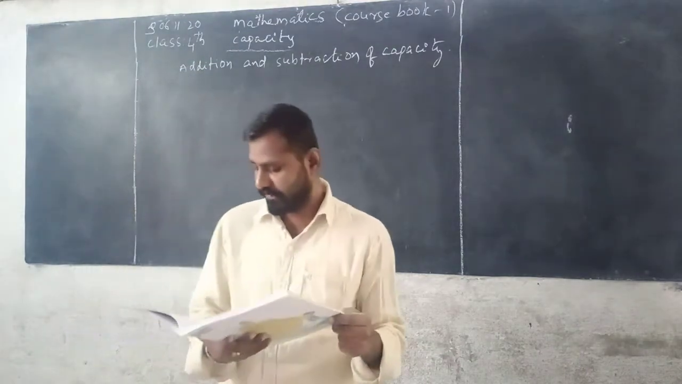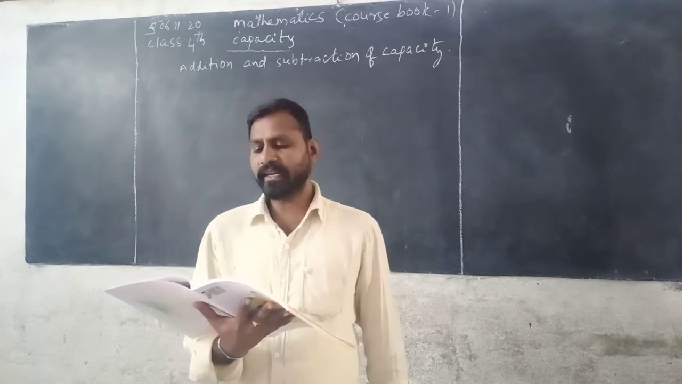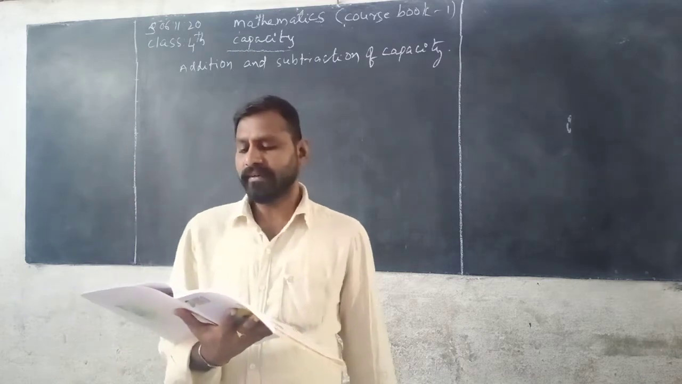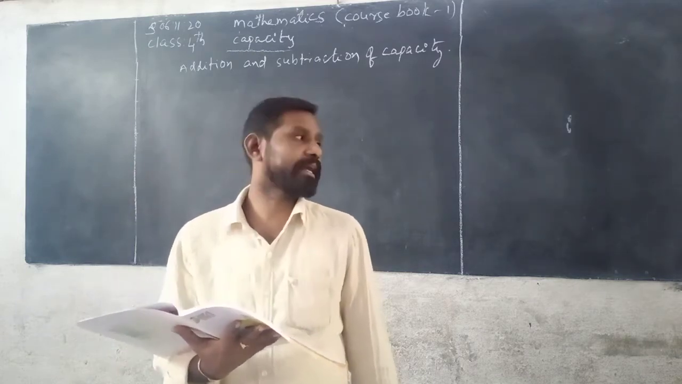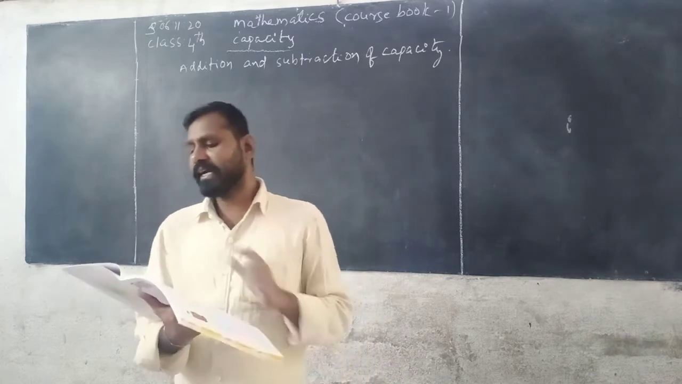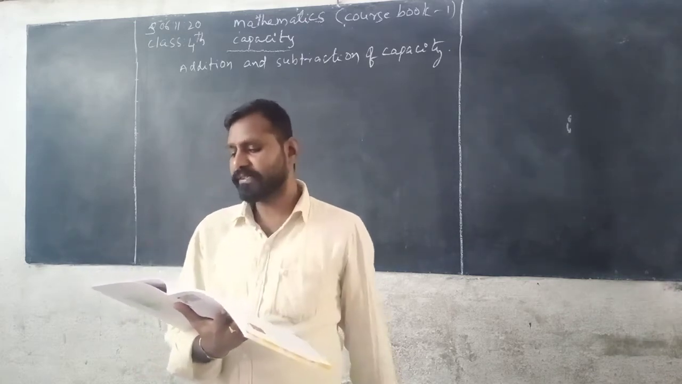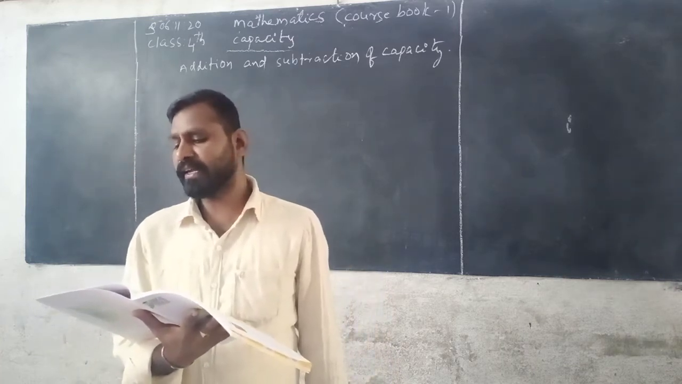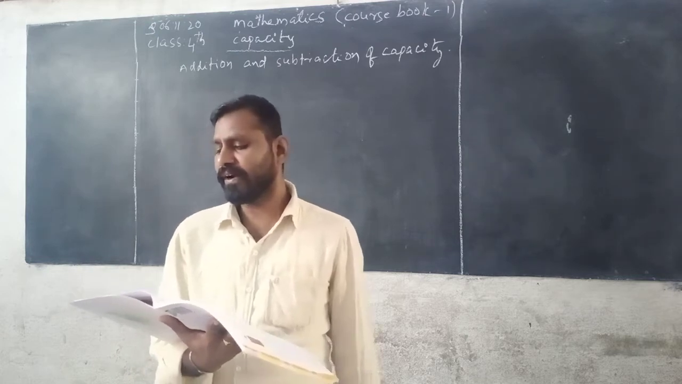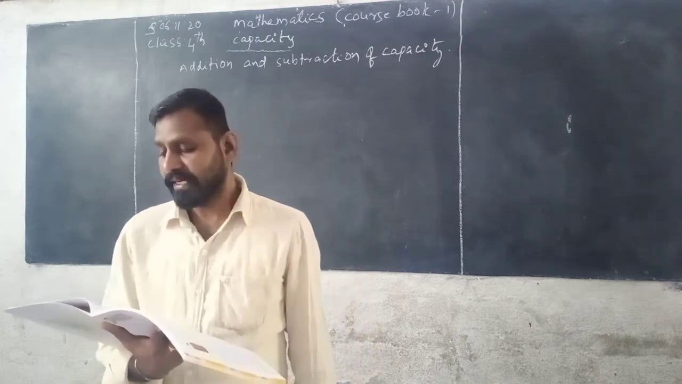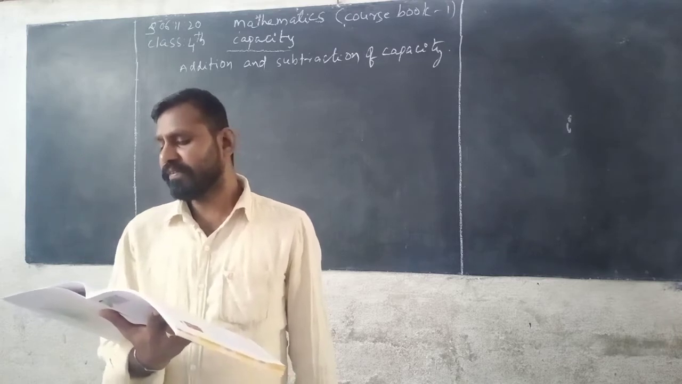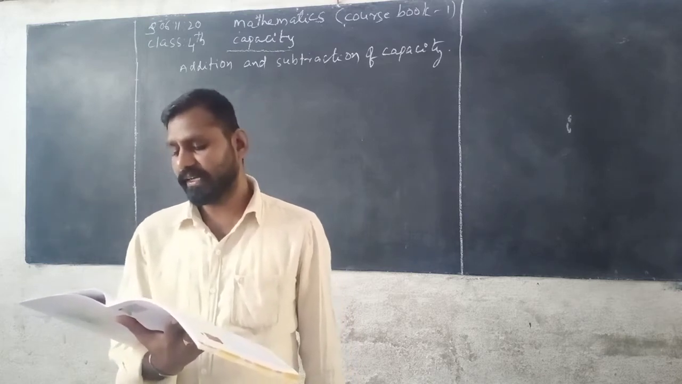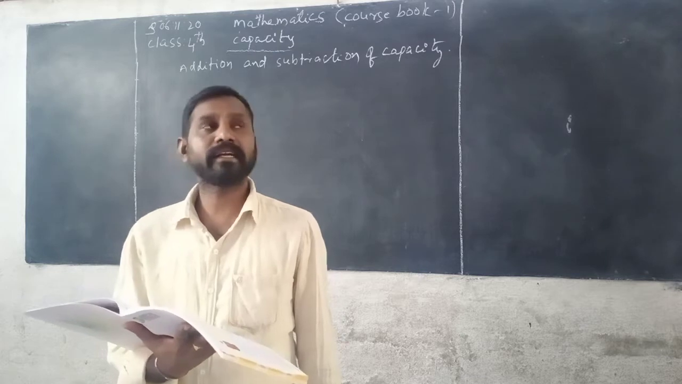Okay, page number 61. See here, the consumption of water in Roy's family for one day is as shown. What is the total consumption of water per day? See here, purpose and amount are given in your book. Drinking, 20 liters of water. Next, cooking, 12 liters. Next, washing clothes, 18 liters. Next, cleaning vessels, 10 liters.